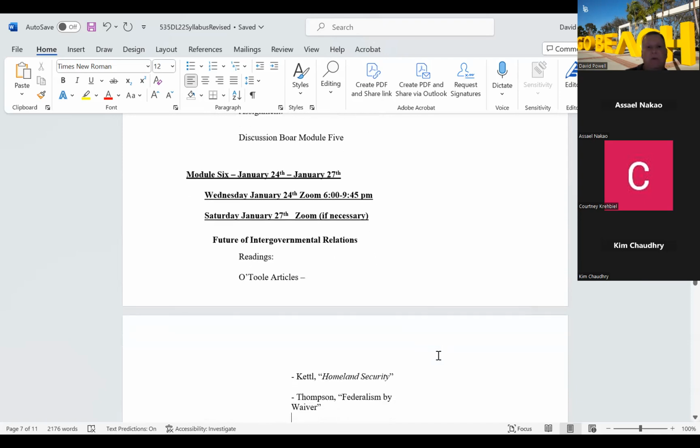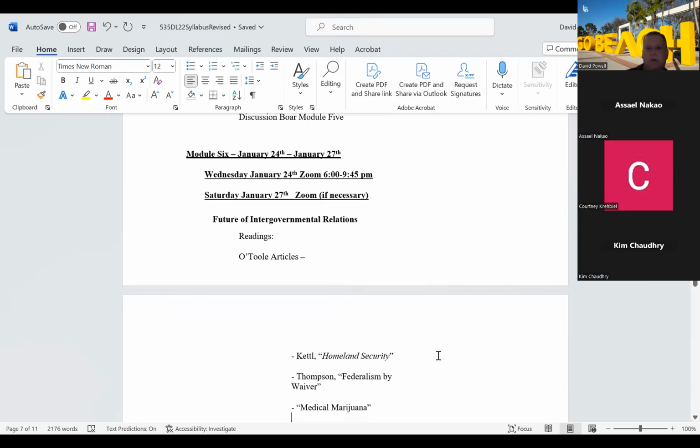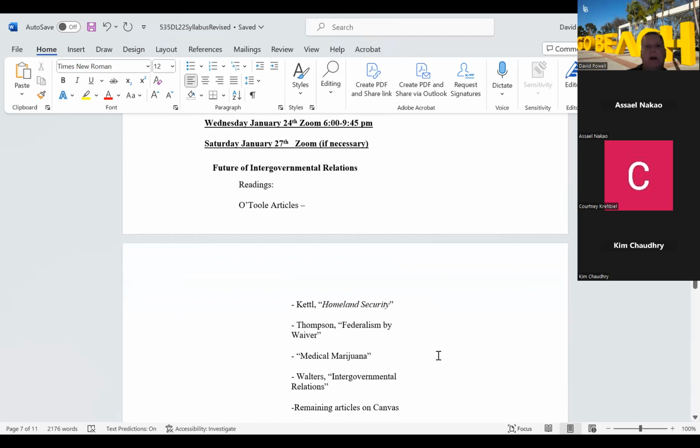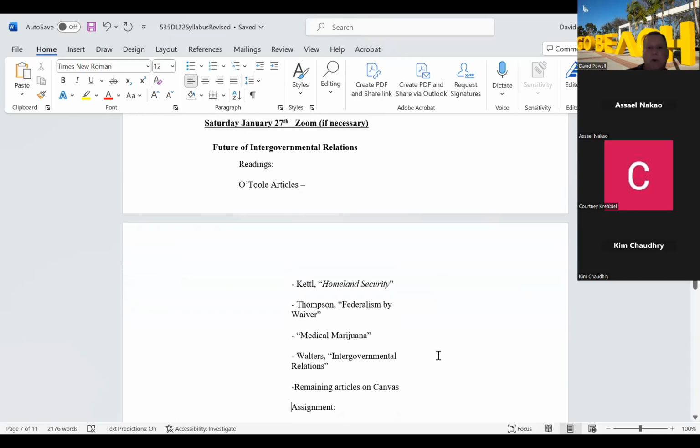And then we move into our sixth and final module. On the 24th, we'll get into the future of intergovernmental relations. You have some articles out of O'Toole again. Don Kettl's article on Homeland Security. Frank Thompson's article on federalism by waiver. A medical marijuana article, which is a good one that we can update because a lot of things have happened since the publication of that article on that topic. Jonathan Walters, his intergovernmental relations article.